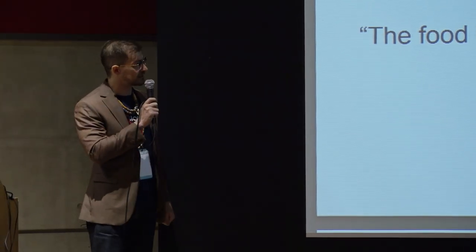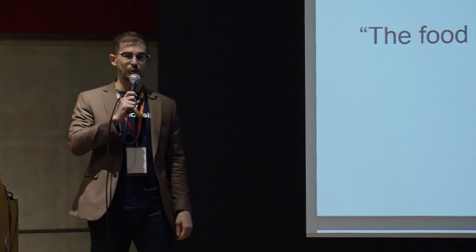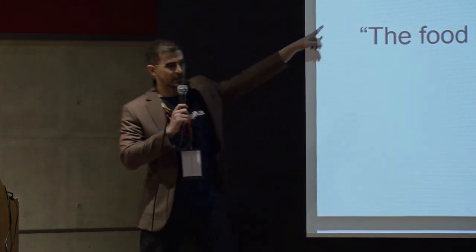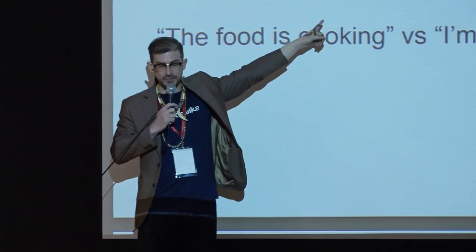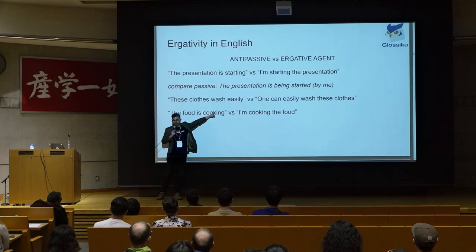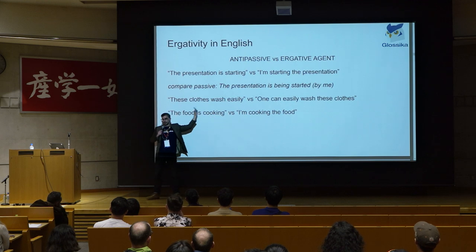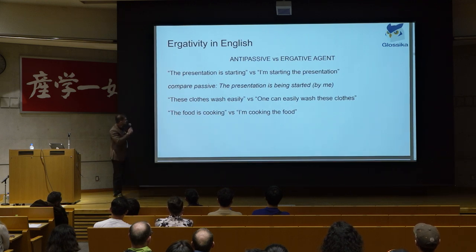These clothes wash easily. One can easily wash these clothes. The clothes don't do anything, right? So why does the verb, even if you're speaking a European language, have to conjugate according to the clothes? And in European languages, of course, you would need to use some sort of a reflexive. The food is cooking versus I'm cooking the food. I've never seen a piece of food stand in the kitchen and cook.